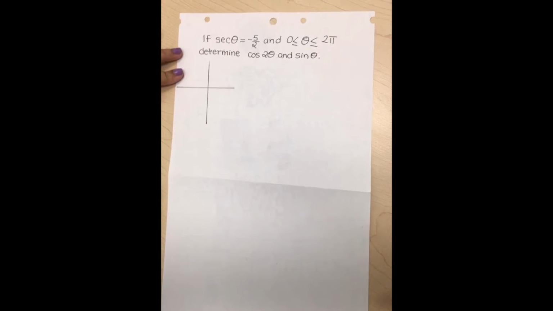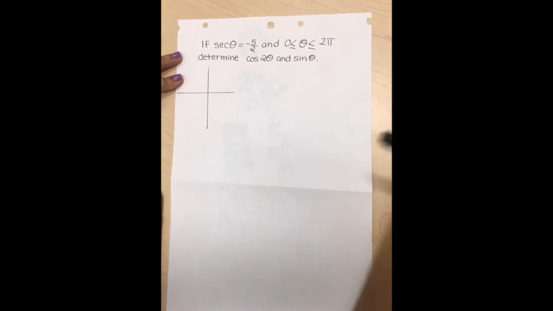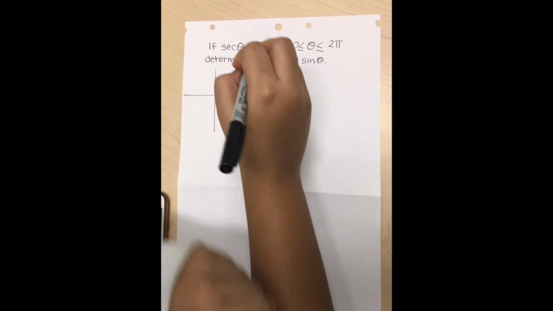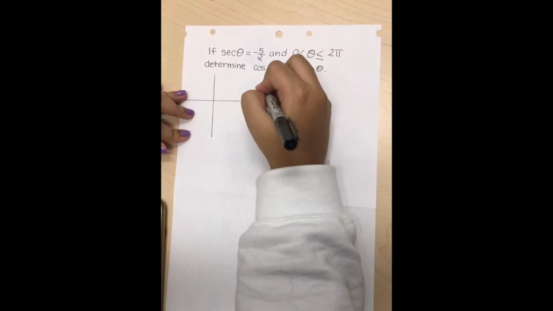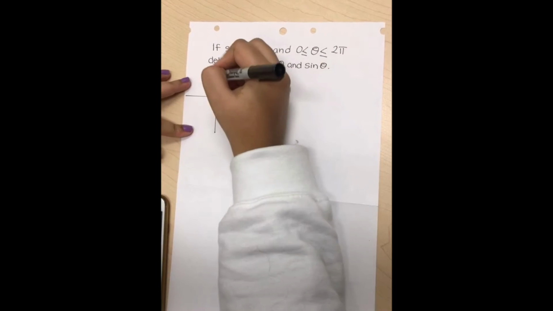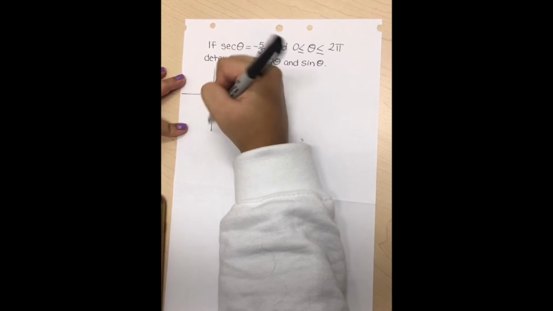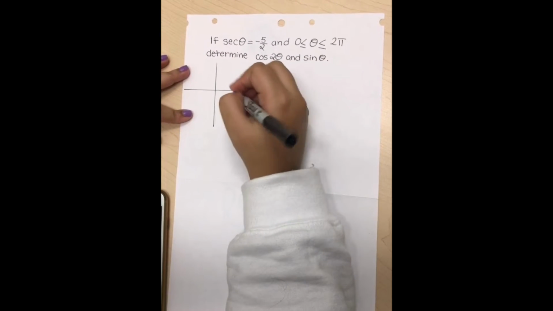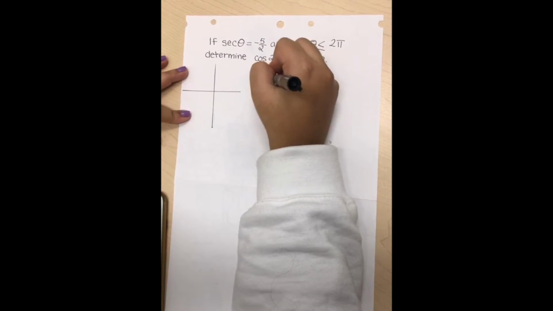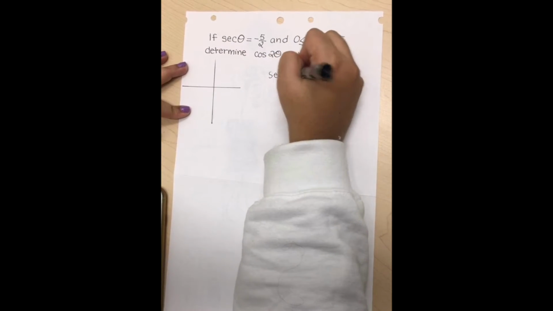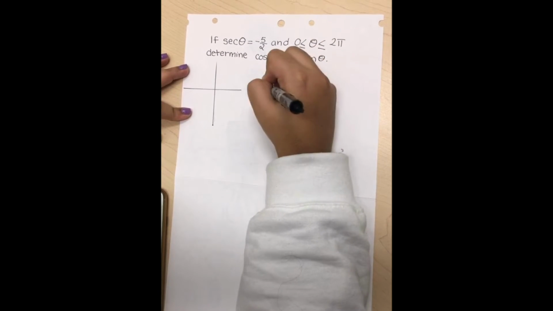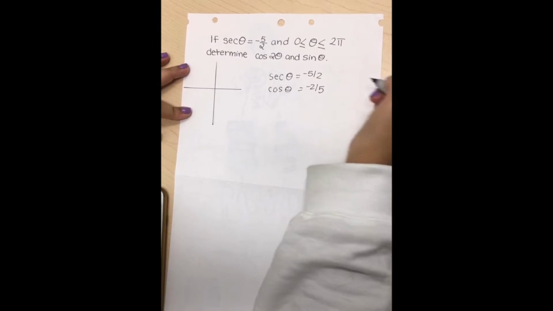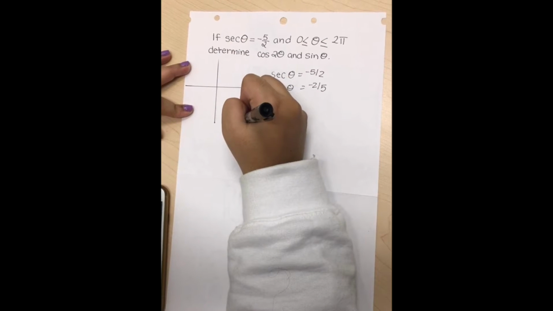So the question reads, if secant theta is equal to negative 5 over 2 and theta is between 0 and 2 pi, find the values of cos 2 theta and sin 2 theta. I like to start off any type of these questions by drawing a diagram, so I can better visualize the plane. We know from the question that secant theta is equal to negative 5 over 2, and we can use our reciprocal formula to know that cos theta is then equal to negative 2 over 5.